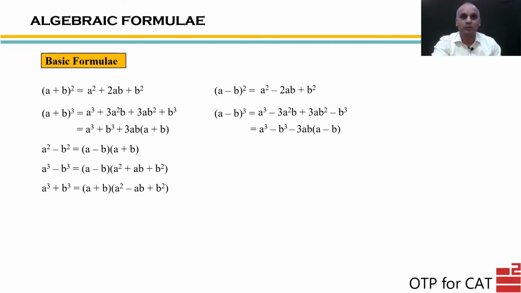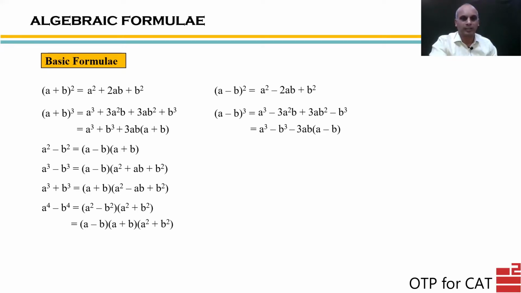A cube plus b cube is similarly equal to a plus b into brackets a square minus ab plus b square. A4 minus b4 is equal to a square minus b square into brackets a square plus b square. Now, as you can see here, a square minus b square can be also further factorized as a minus b into a plus b into a square plus b square.